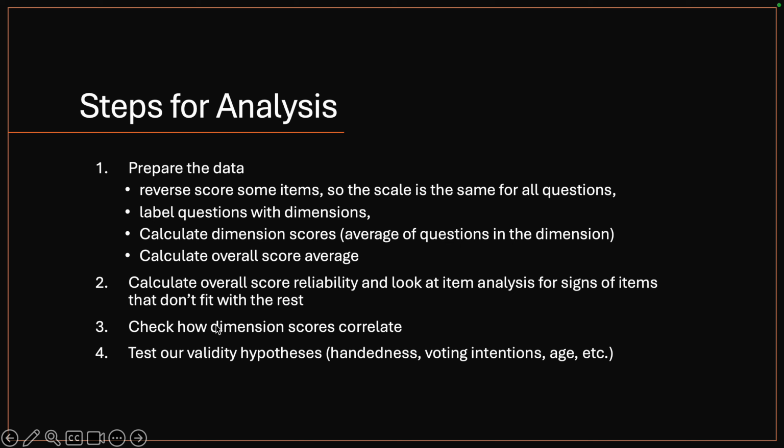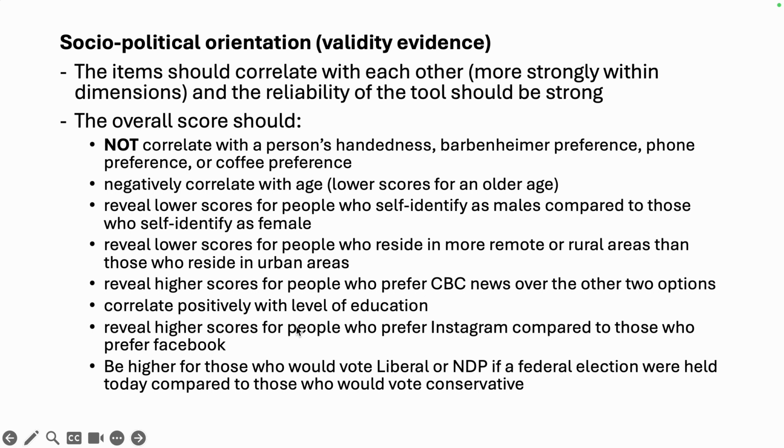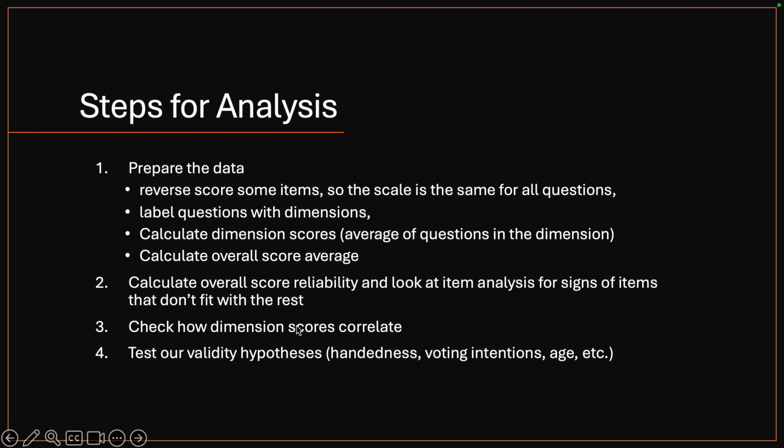And then we'll look at how the dimension scores correlate. So every person is going to have an average score for each of those subdimensions. Now we can start to look at how those subdimension scores relate to one another. And finally, we'll test our validity hypotheses, our evidence hypotheses. Okay, let's get right to it.